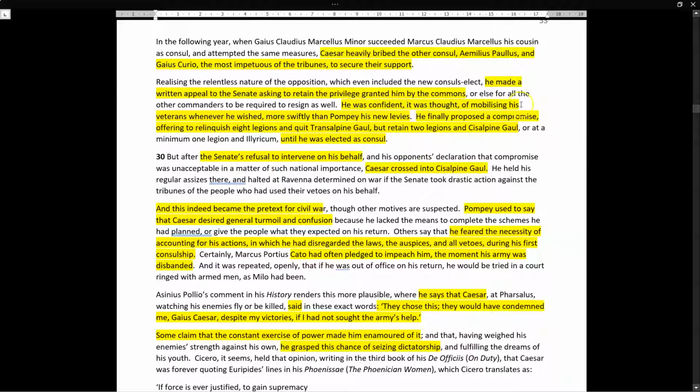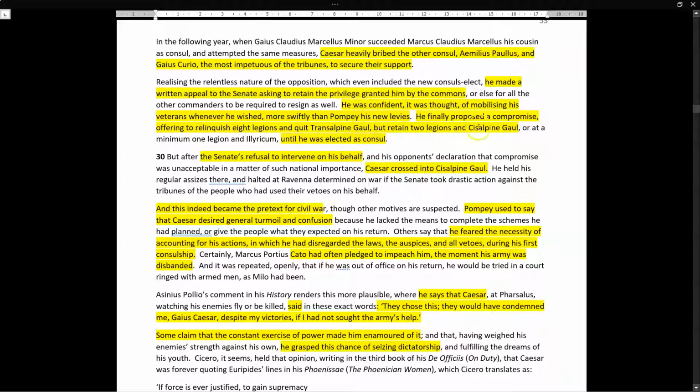He was confident, it was thought, of mobilising his veterans whenever he wished, more swiftly than Pompey could his new levy. So Pompey was raising an army at the time on an instruction of the Senate. He finally proposed a compromise, offering to relinquish 8 legions and quit Transalpine Gaul, but retain 2 legions and Cisalpine Gaul until he was elected as consul. So basically he's trying to ensure he can't be prosecuted, but also ensure that he's not going to be attacked by Pompey and his army.